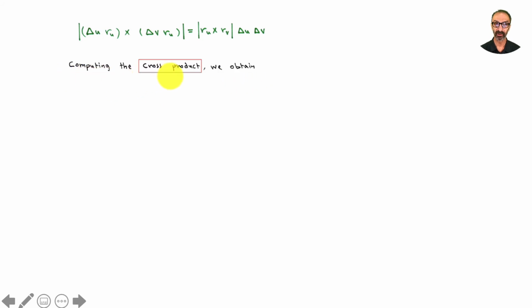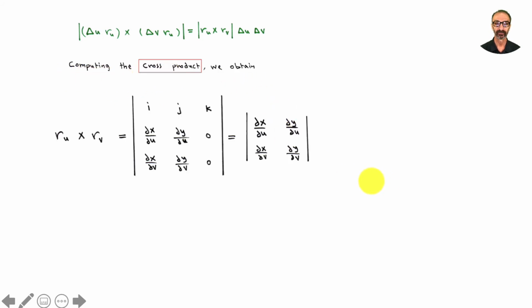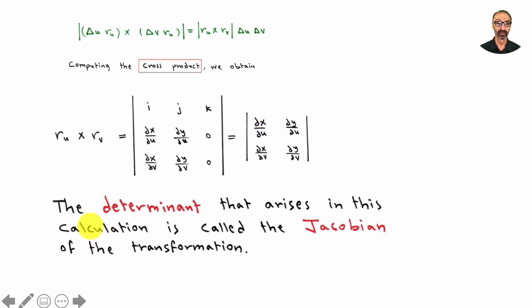So, computing the cross product, that's how we do the cross product. We have RU and RV, which was mentioned a few minutes ago. We just display them. And we take RU, which is delta x, delta u, delta y, delta u, 0, because there's no z component. Same thing right here. We do the cross product. The determinant that arises in this calculation is called the Jacobian.